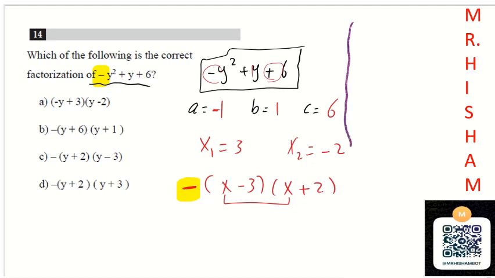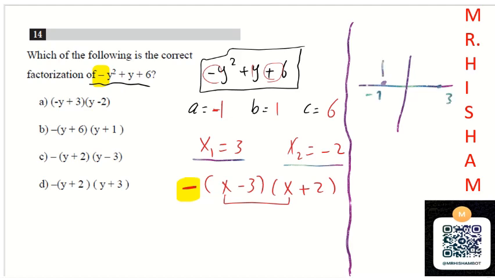Again, one of the common mistakes students make with the calculator is that it gives you two values, x equals 3 and x equals negative 2. If you plot these values and graph the function like this, it's a parabola that opens upward. But notice this is not the right answer. Why? Because the parabola opens downward, because the coefficient of y squared is negative. So I should choose the answer that gives me a negative outside the bracket.